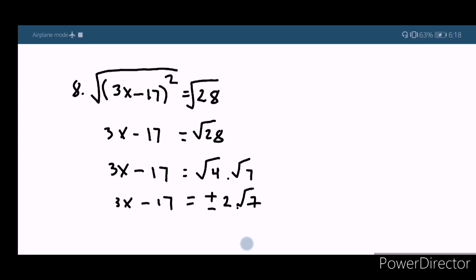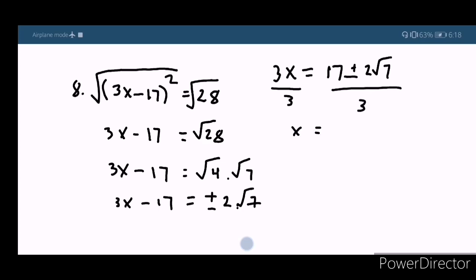Okay, so hindi pa yan dyan nagtatapos kasi itatranspose natin si negative 17. So, it will become positive 17. So, 3x is equal to 17, positive 17, plus or minus 2 square root of 7. Next, hindi pa siya natatapos kasi meron pa rin kasamang number si x. So, we will divide both sides by 3. Ayan. So, x is equal to 17 positive or negative 2 square root of 7 all over 3.